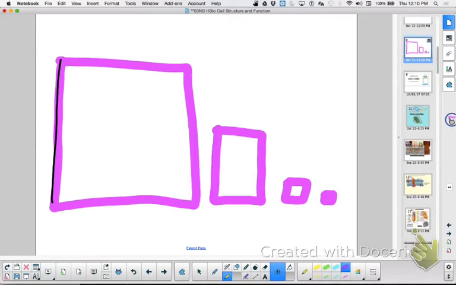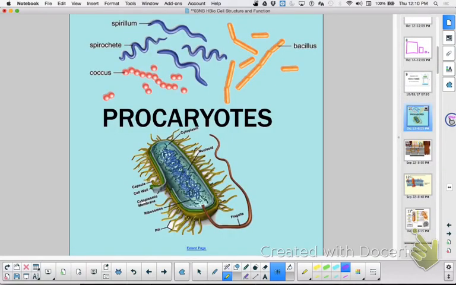Then we started talking about prokaryotic cells. So you want to know the hallmark of prokaryotic cells. What could I find in a prokaryotic cell? DNA. Okay, and that DNA is located where? In the nucleoid region. I don't have a nucleus because I don't have any membrane enclosed organelles.